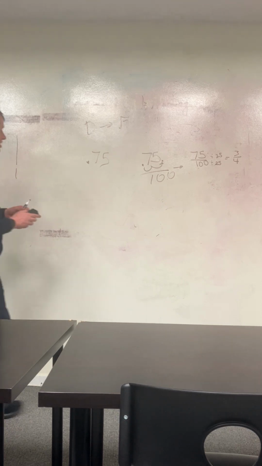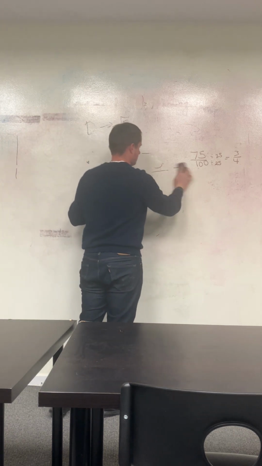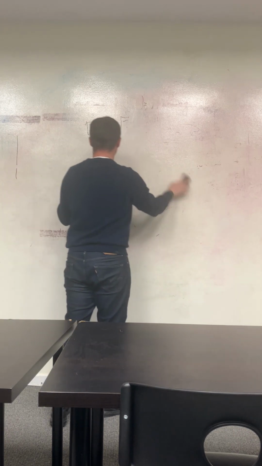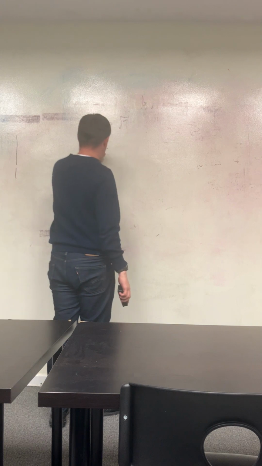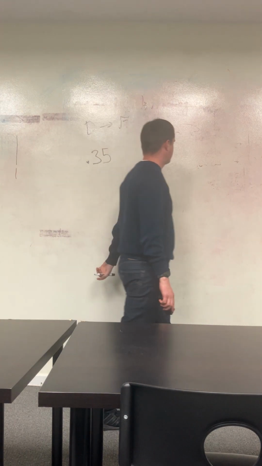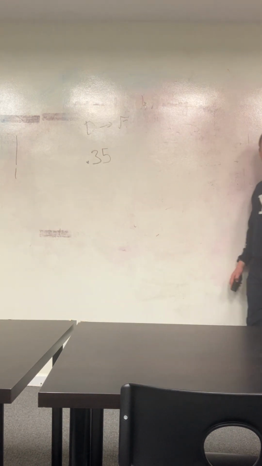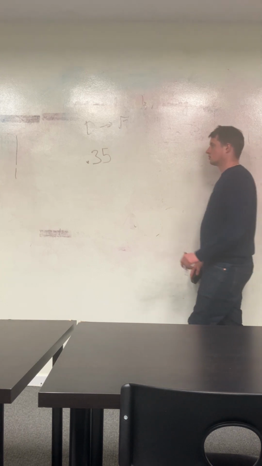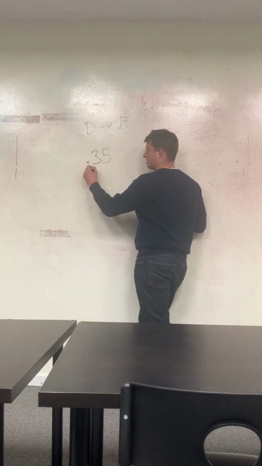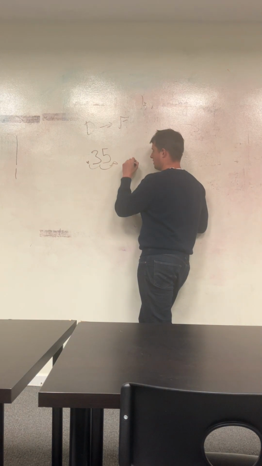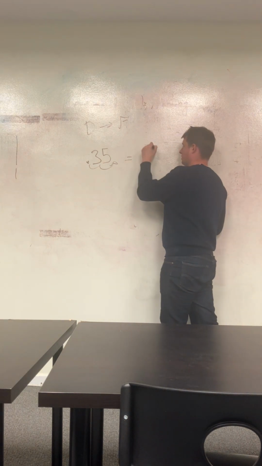Why don't you try one very similar, and instead of just working on your own, talk me through. Now what do you want me to do? 0.35, how can I turn this into a fraction? The same thing, the dot, move it to the side and do 35. How many times? Twice. Okay. And then 35 over 100.